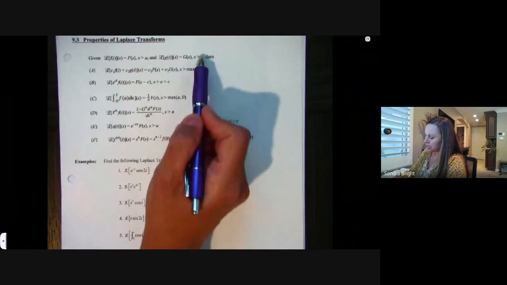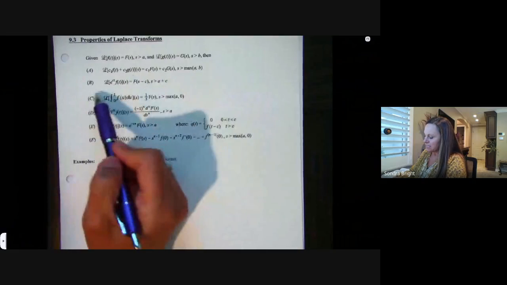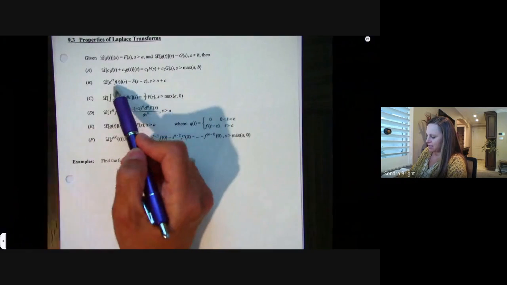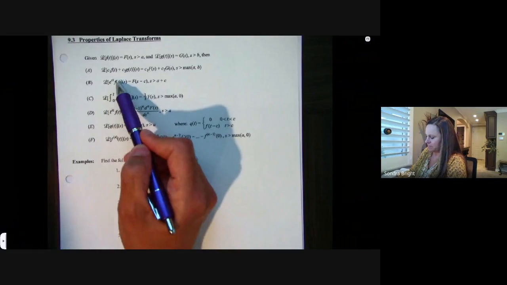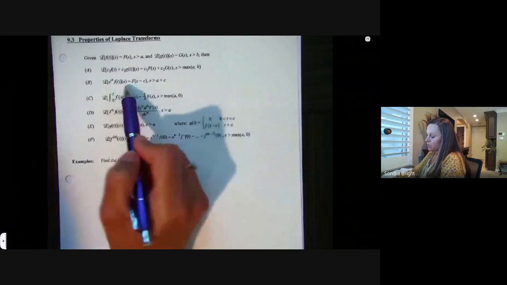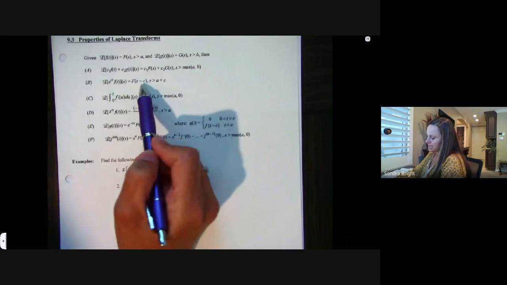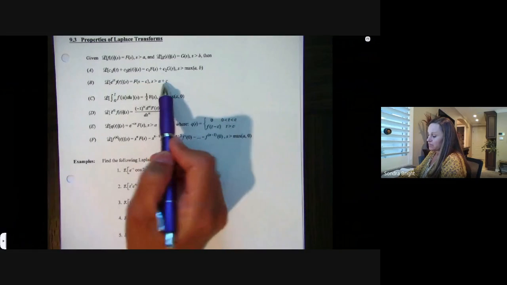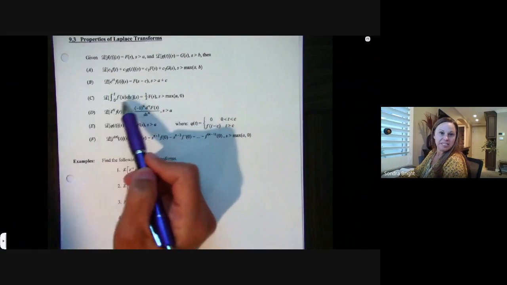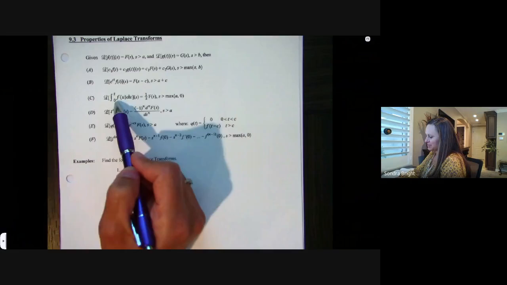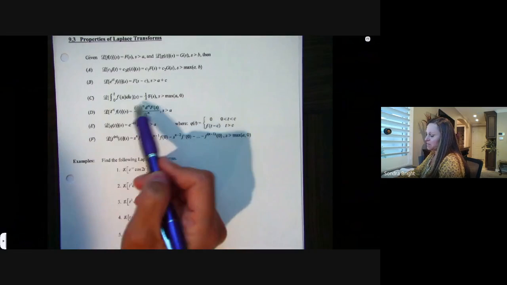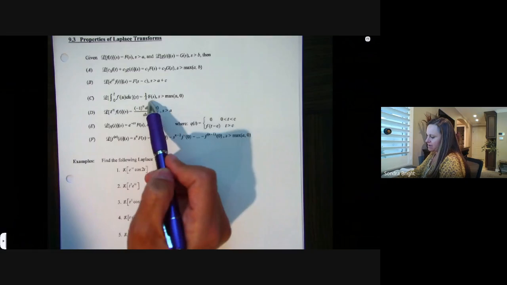Another property says the Laplace transform of e to the ct times f of t. So f will be some other function of t, times e to some number times t, it'll end up being capital F of s minus c, where s will be greater than a plus c. The Laplace transform of the integral from 0 to t of f of u du will end up being 1 over s times big F of s, where s will be greater than the maximum of a or 0.